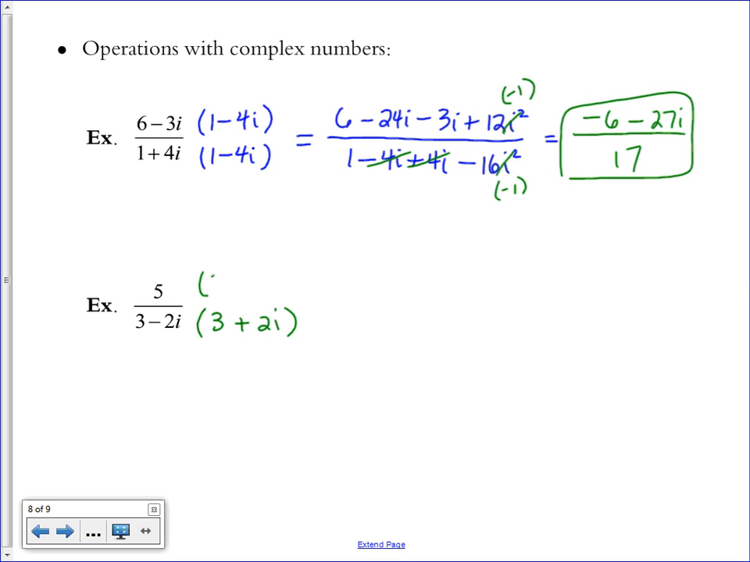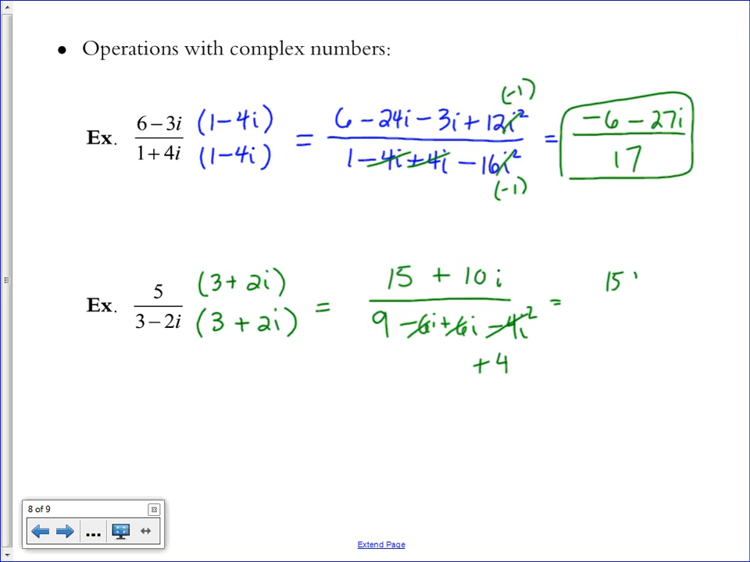3 plus 2i, 3 plus 2i. Sometimes the top just involves distributing. That's what this example is showing. So 15 plus 2i. And the denominator will involve a FOIL. It's minus 6i plus 6i, and if you don't want to show that step because you know they'll cancel out, that's fine. Minus 4i squared. And you know that minus 4i squared is the same as saying plus 4. So this ends up being 15 plus 10i over 13. And that is all.